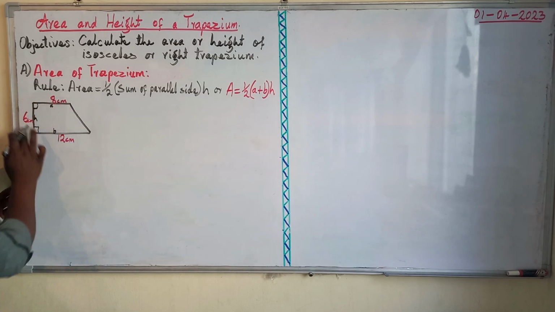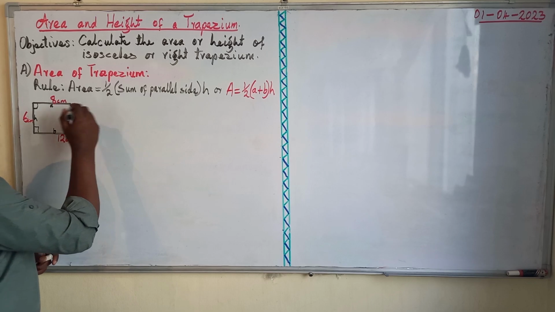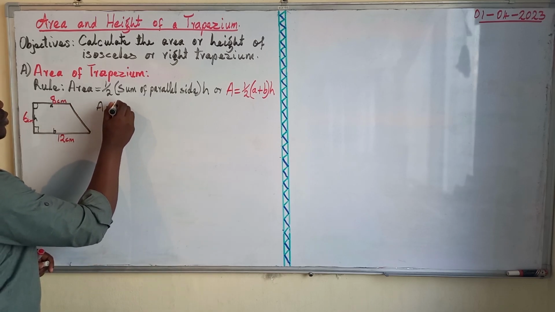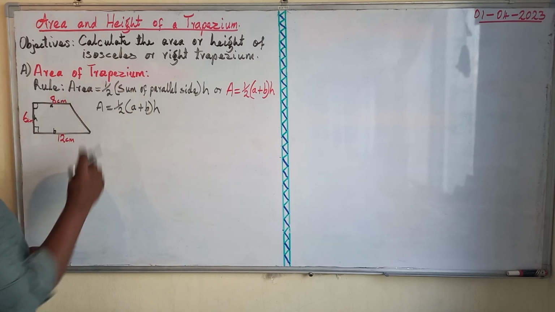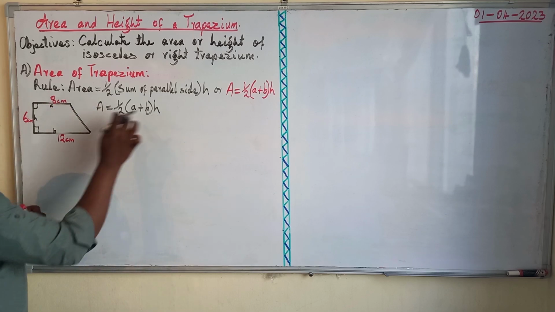So how do we find the area of this trapezium? The first thing is to state the rule, and we've said the rule is A equals half the sum of parallel sides, which is a and b, times height. Let's substitute the various figures into these letters.